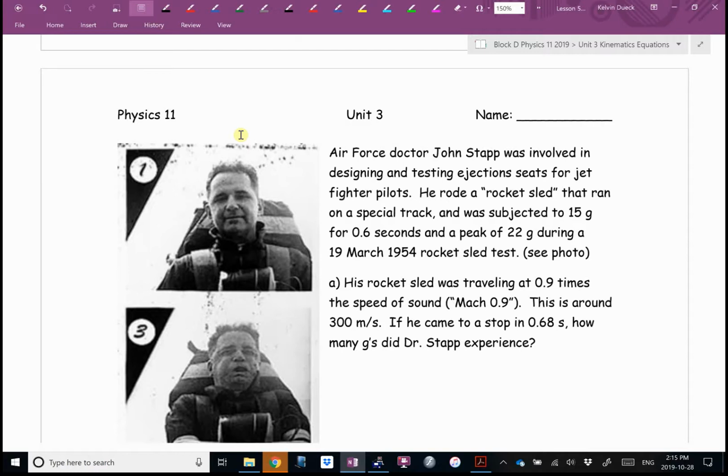Colonel John Stapp was a U.S. Air Force doctor, and he was put in charge of this research, and he felt uncomfortable asking soldiers to volunteer, so he volunteered himself for a large number of tests. This is where most of our information about crash test dummies comes from, these tests. This is where most of our information about how well human beings can survive G's comes from, these tests.